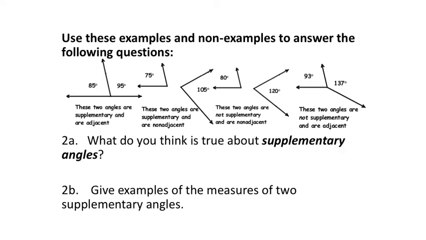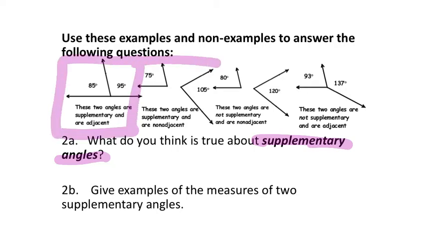So what about these examples? Again, we've got some examples and some non-examples, but this time we're looking at supplementary angles. Well, we see that this first one is supplementary. Second one, supplementary. This one, not supplementary. Same with this one. These are not supplementary, the last two, but the first two are supplementary.